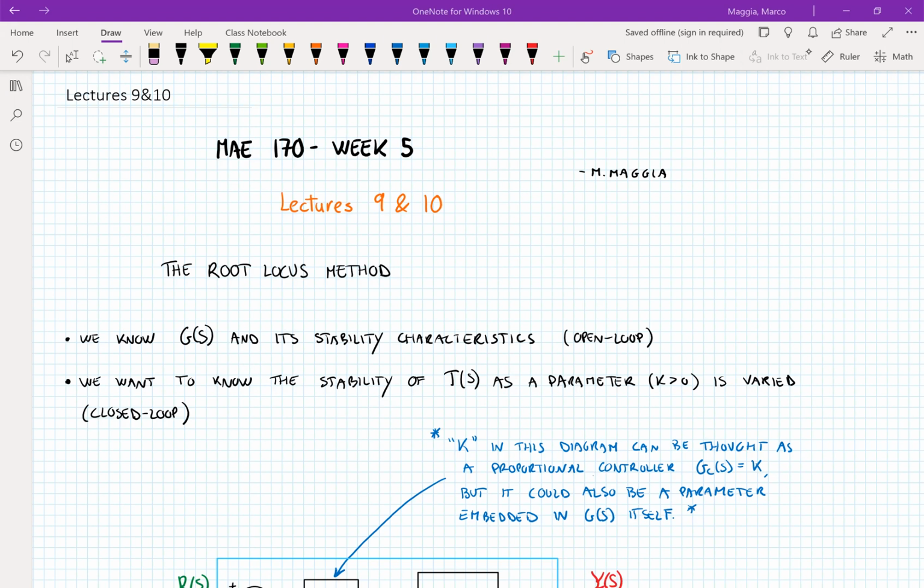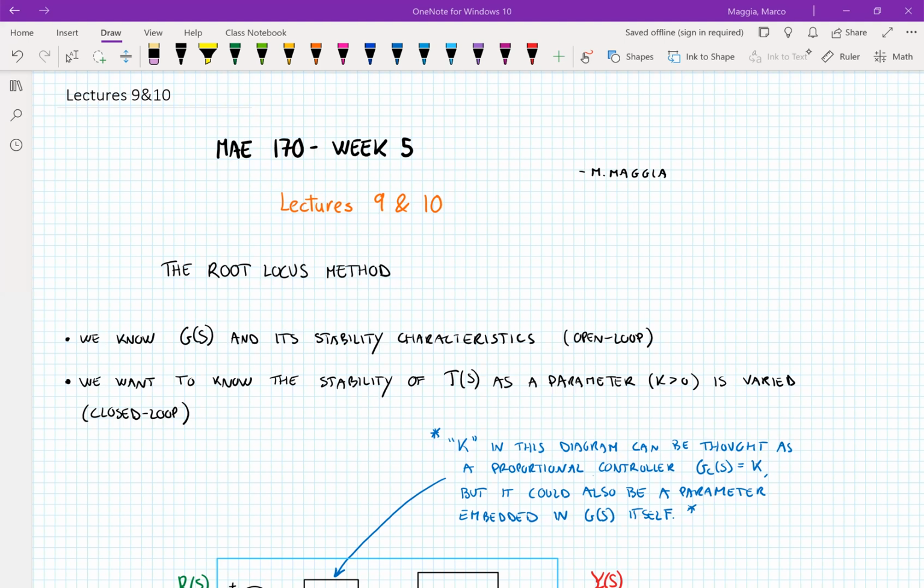Okay, so let's try. I'm aiming to cover up to page 10 included for today. Maybe I can do a little bit more, but without further ado, let's begin with the lecture. Okay, so last time we sort of concluded the study of stability by looking at the Routh-Hurwitz criterion.